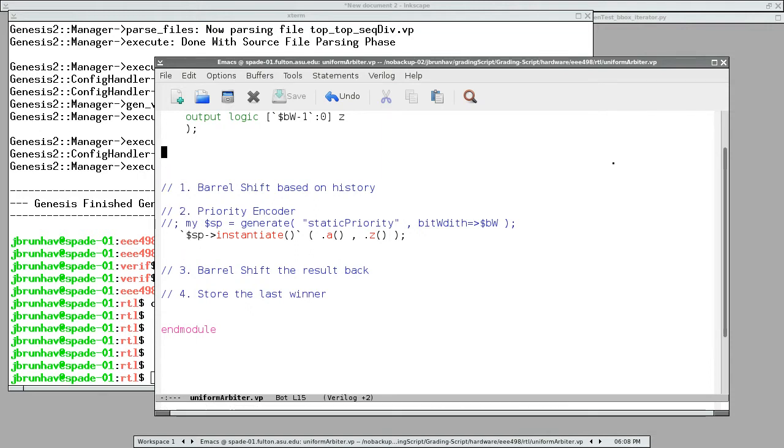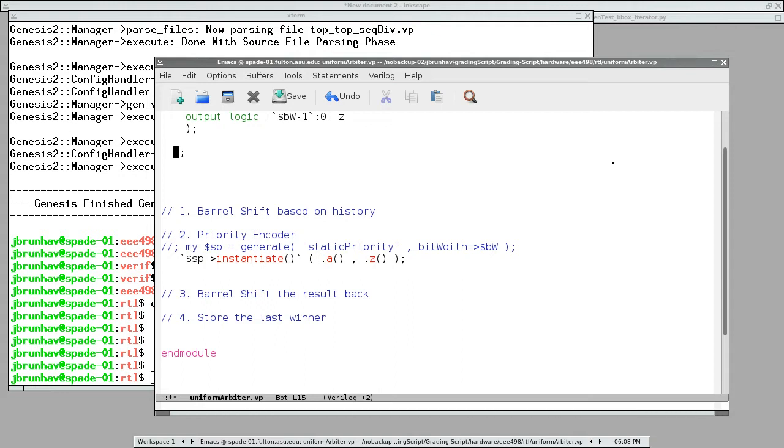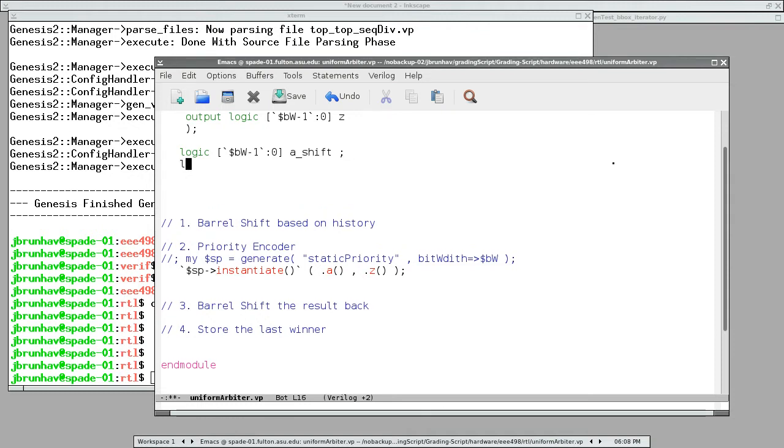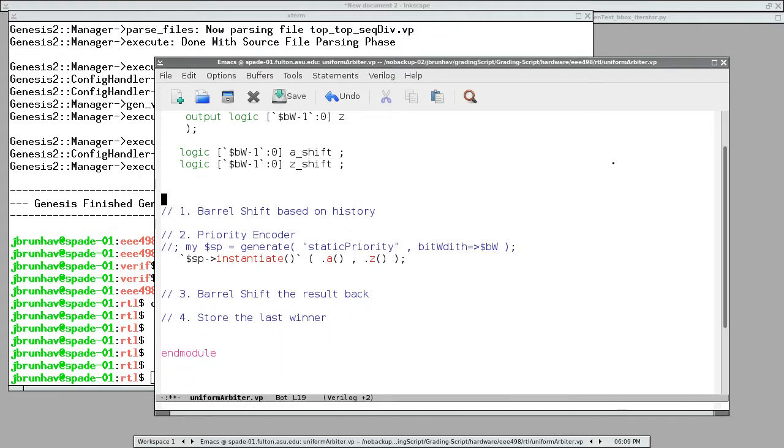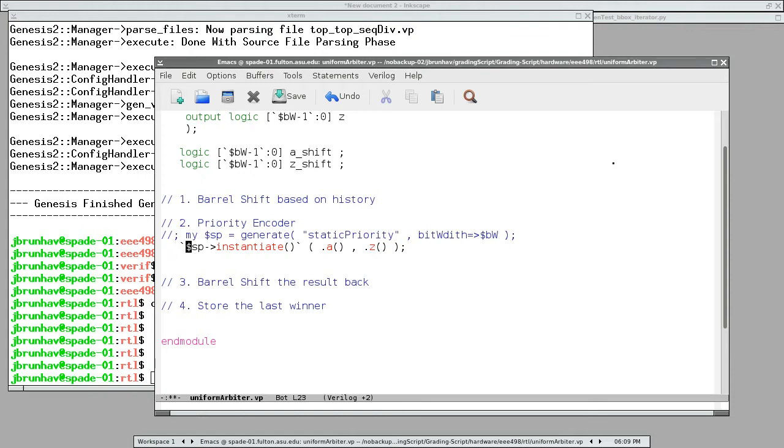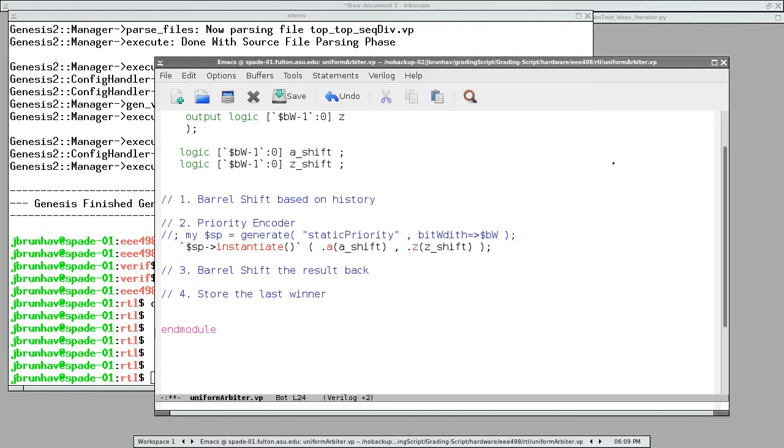So we're probably going to need some intermediates. One of them is going to be the shifted version of A. So we'll call that A under shift. And similarly, we'll have the shifted outputs. So that is what we will put into the unit here. All right.